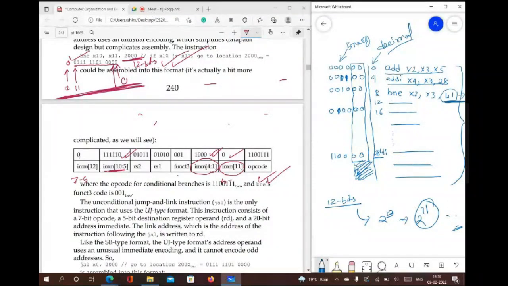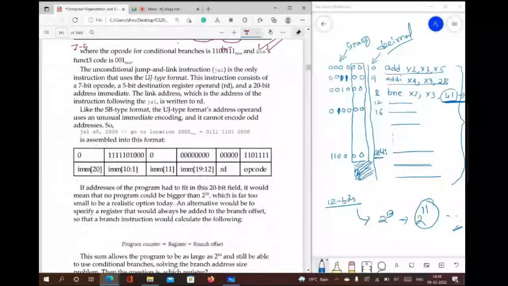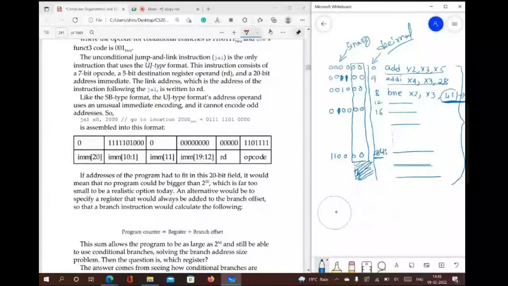Okay, but still there is a limitation, right? 2 to the power 11 means we can only write a program where the maximum instruction count is 2 to the power 11, not more than that. That is still a limitation. But I hope whatever I've explained here is clear to you. Then let us go to the next instruction, that is the JAL instruction. I think I explained JAL in the last class, in the recorded lecture that I loaded on Friday. In that lecture, JAL is explained properly.